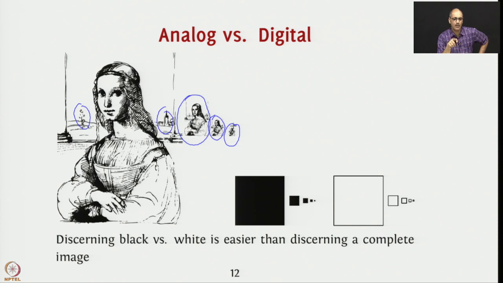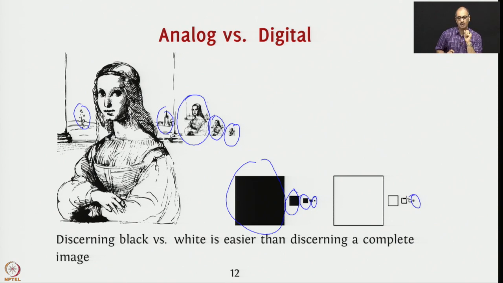Let me instead give you a parallel exercise. Let us say that you want to discern black or white. So you have a square which is black. I show you this, you say it's a black square. I walk far away and show you this. Is it black or white? You can still say it is black. I walk further away, I ask you if it is black or white, you say still it is black. Even at the smallest level, if you compare the black square and white square, you can still tell that it's black or white.